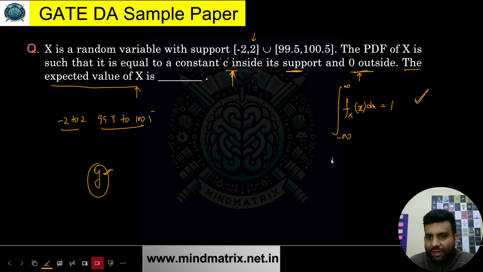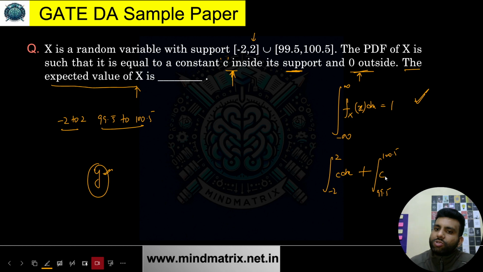So I can write it like this: the integral from -2 to 2 of c dx, plus the other range, from 99.5 to 100.5. Within that range also, the PDF value is exactly c. So what is this going to be? This is very simple. You can just take c common, and the integration of dx is x only.